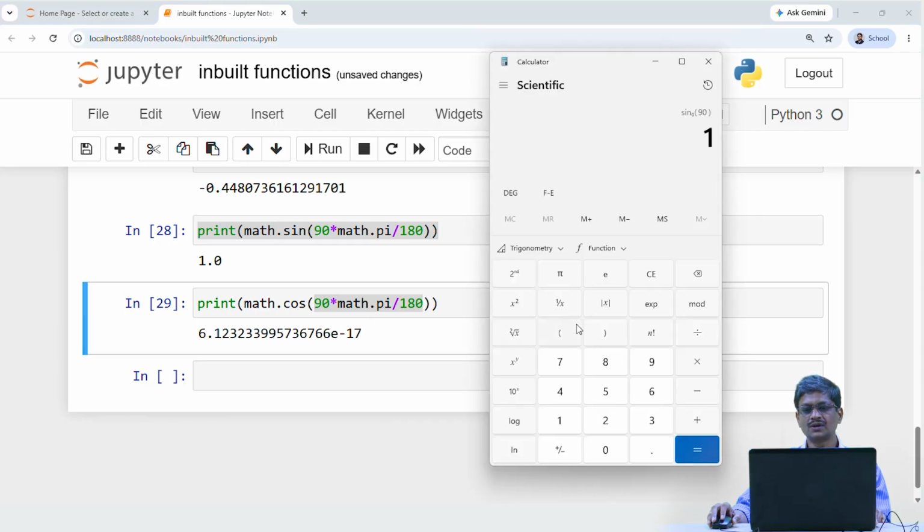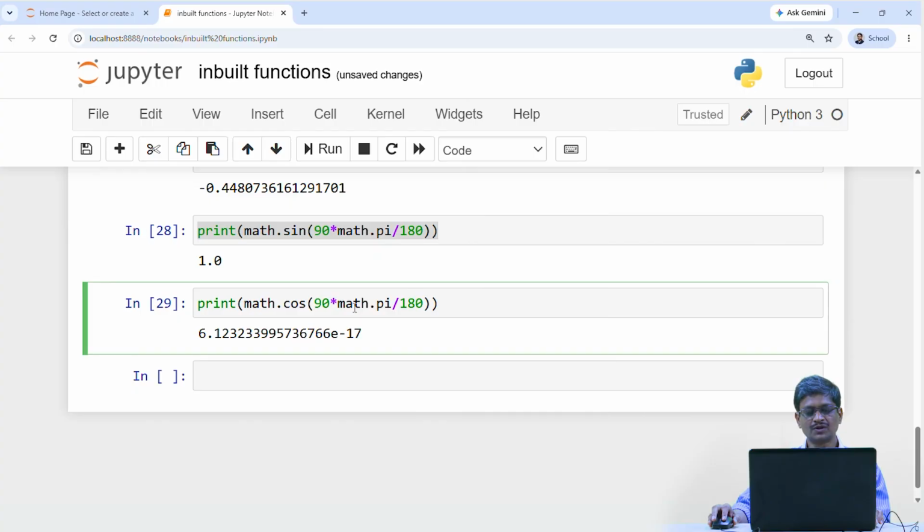If you see the calculator, 90, and if I use the cos value over here, I am getting 0. This is very close to 0. Now always remember that this has to be converted into radians before using in sine, cos or tan functions. One way of converting is you take the value in degrees and multiply with math.pi divided by 180. This is one way, or you can use other inbuilt functions.